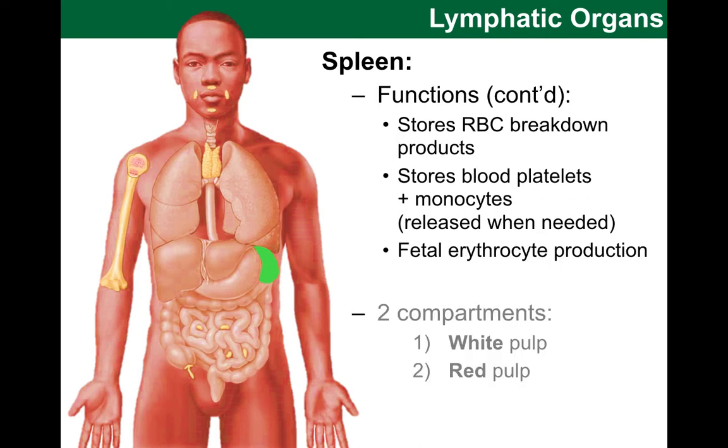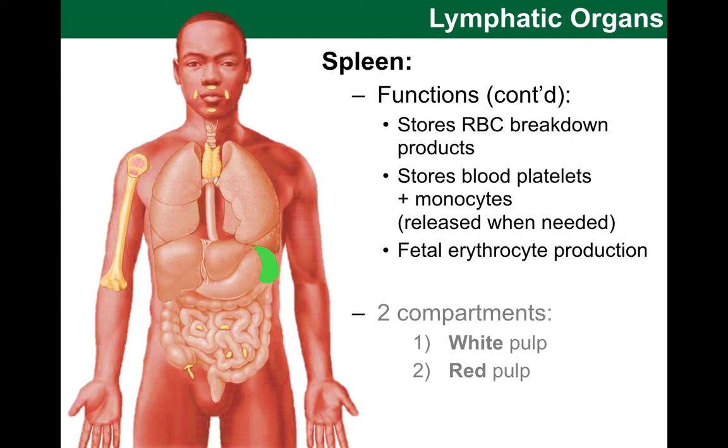Here we see some further functions. You will see that spleen stores breakdown products of red blood cells for later use, and a good example of this would be iron. In addition, spleen stores blood platelets and monocytes for release into the blood whenever they might be needed. And a final one that I wanted to mention is the role of spleen in the production of red blood cells in the fetus.